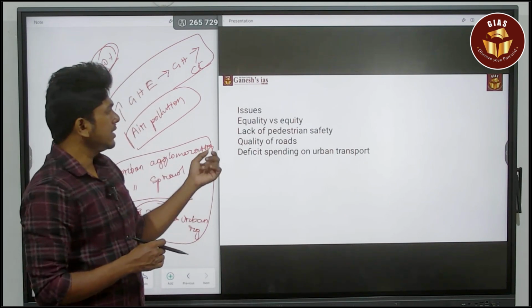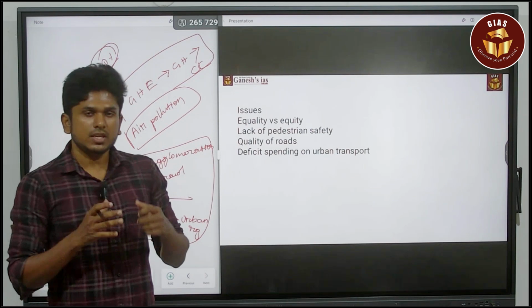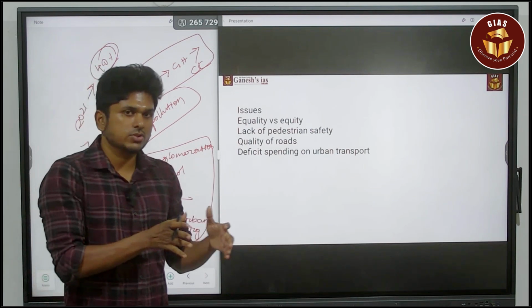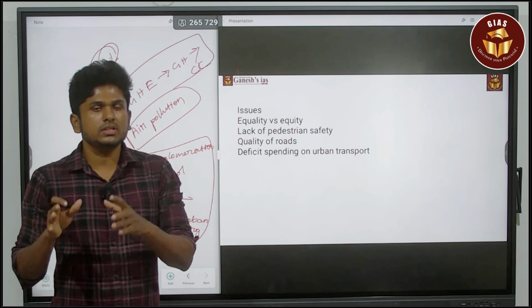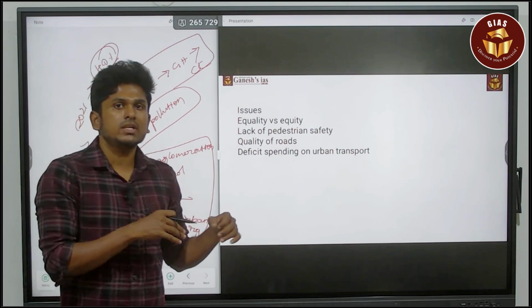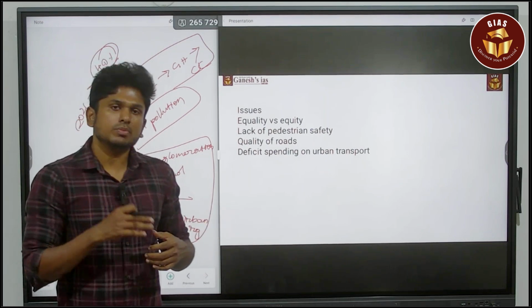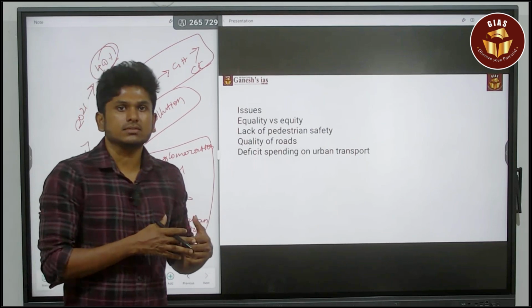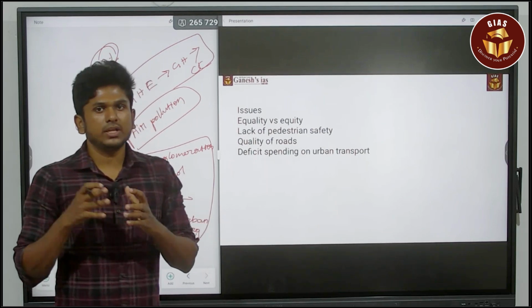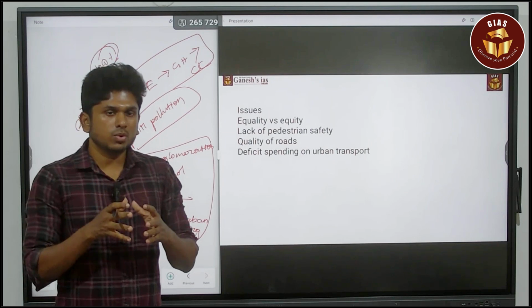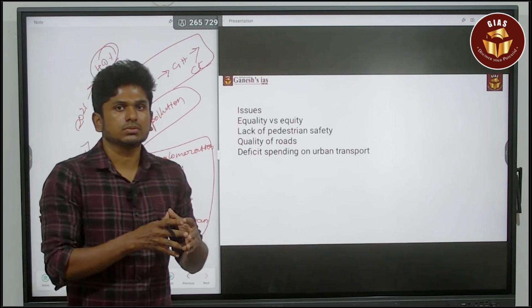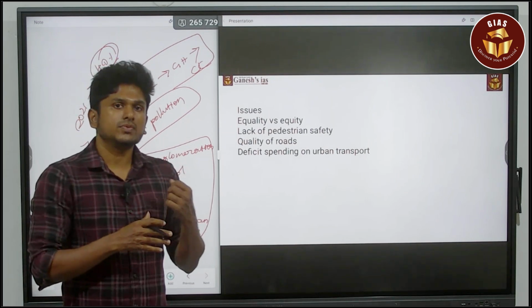Next, the lack of pedestrian safety. Even though you are saying that this is exclusive for the pedestrian, still most of the population uses that route for driving their vehicle. That is also a major issue that leads to accidents. That is also happening in the urban region. So there is no strict regulation of these issues. That is also something we need to focus on.